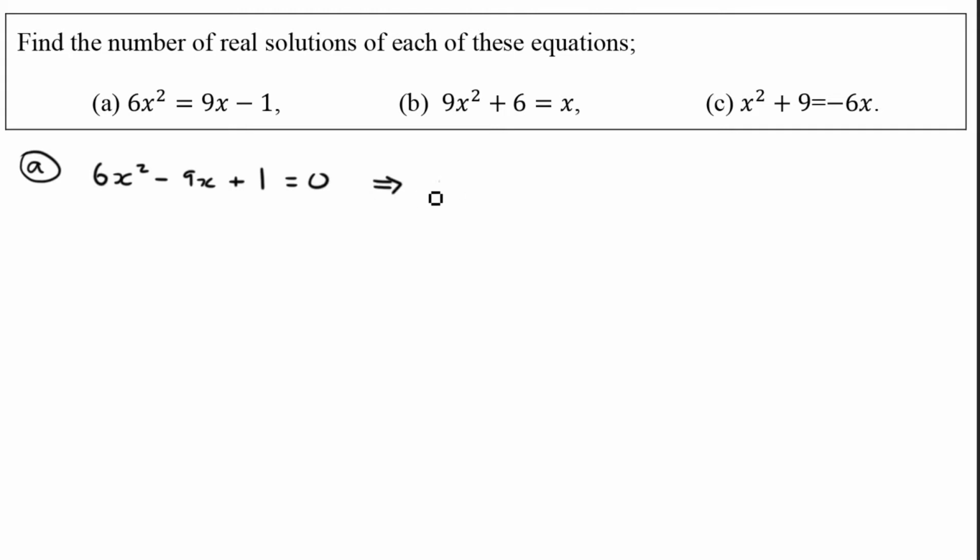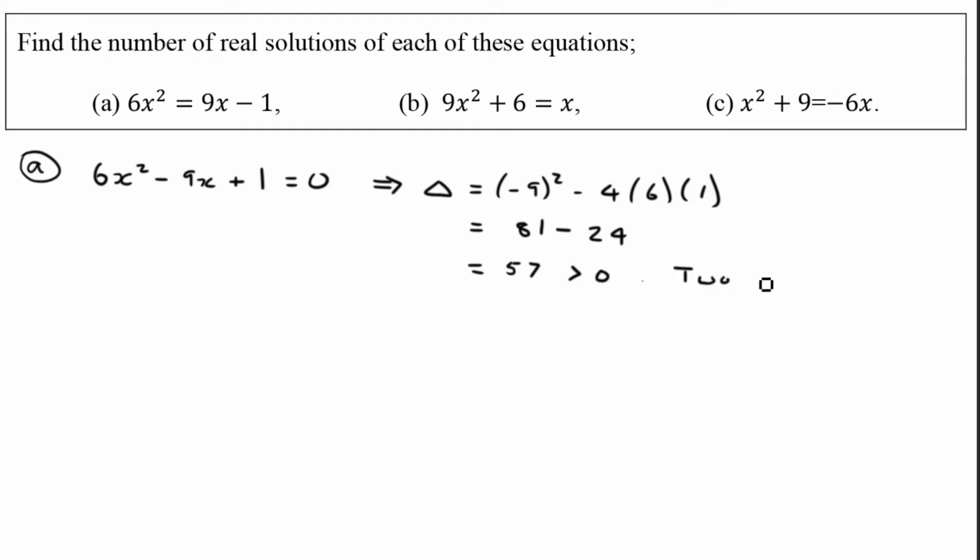That means that the discriminant is b squared, negative 9 squared, subtract 4 times a, which is 6, times c, which is 1. The discriminant is 81 subtract 24, which is 57. The actual value is not so important to us here as the fact that that is greater than 0. Therefore, the original equation has two real solutions.